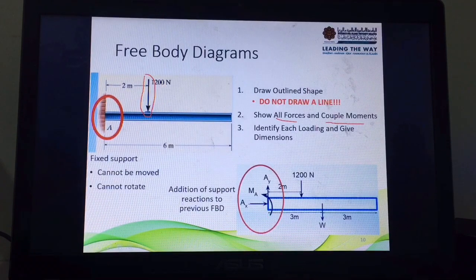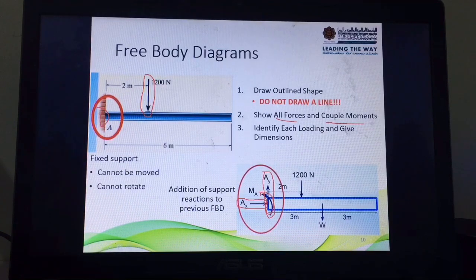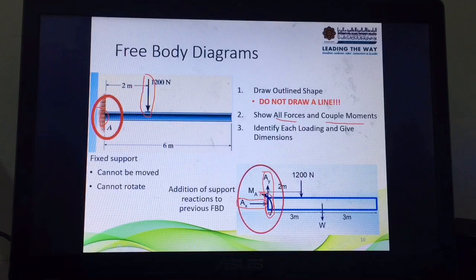So there will be 3 types of reactions. The first one is the horizontal force AX, the vertical force AY, and then the couple moment MA. Alright. And then what we have to do is identify each loading. This is the concentrated load, AX, AY, MA due to the fixed support at A, and then we give the dimensions. Dimensions are given from here, which is 2 meters from the support, and then 3 meters.